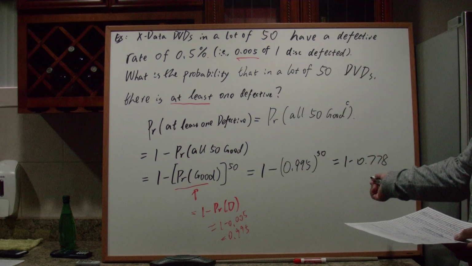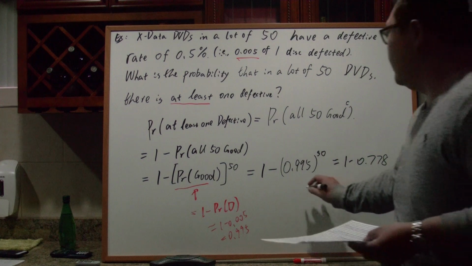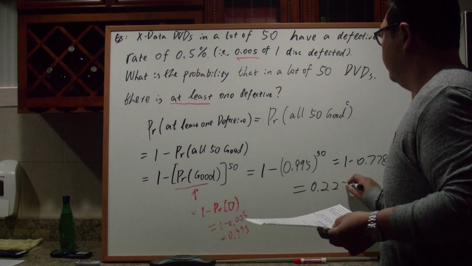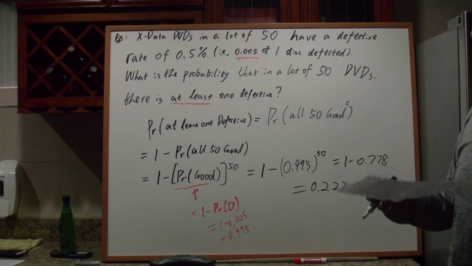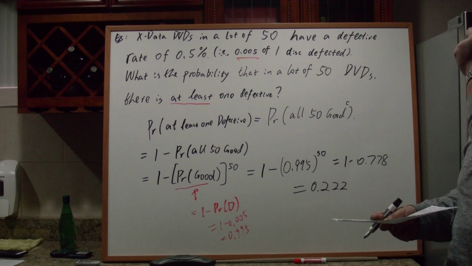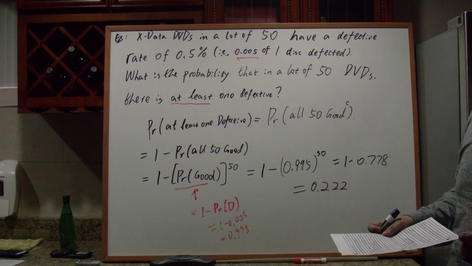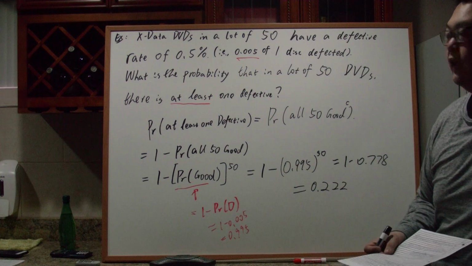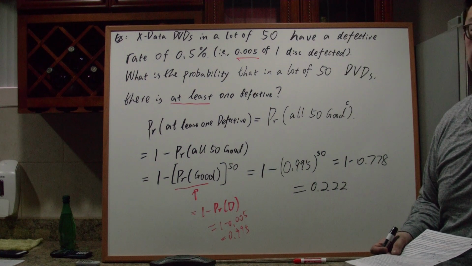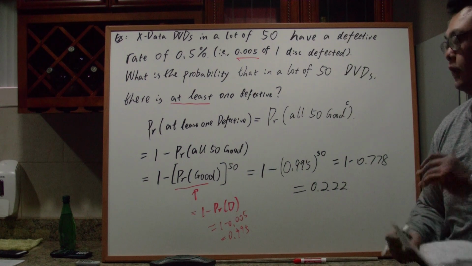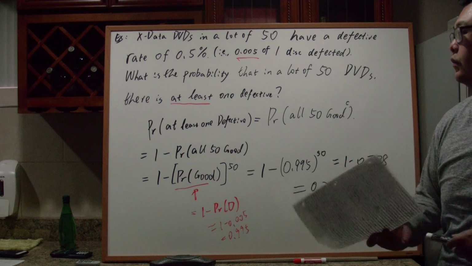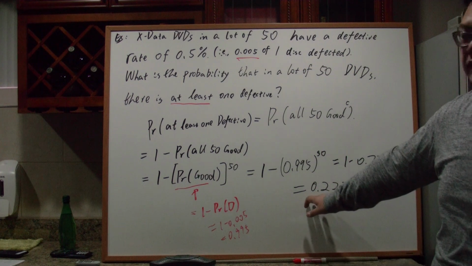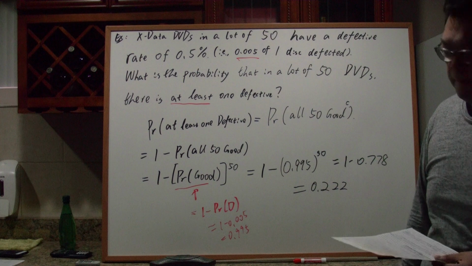Then 0.778 will be the likelihood, and when we subtract that from 1, we get 0.222. So that is the likelihood, about 22%, of at least one defective, so maybe 1 out of 5 boxes of the DVDs will get at least one defective. That is the likelihood of at least one defective in a lot of 50 DVDs. It is 0.222.